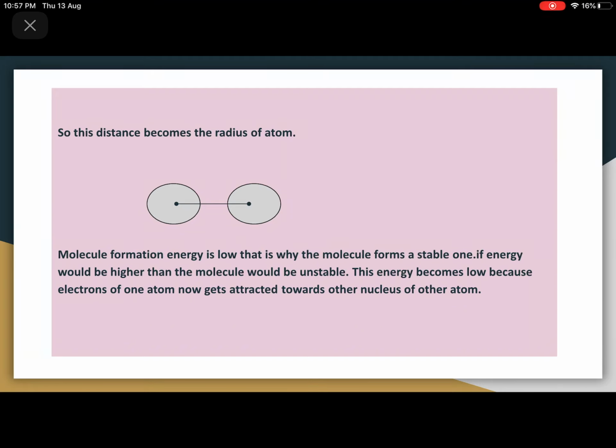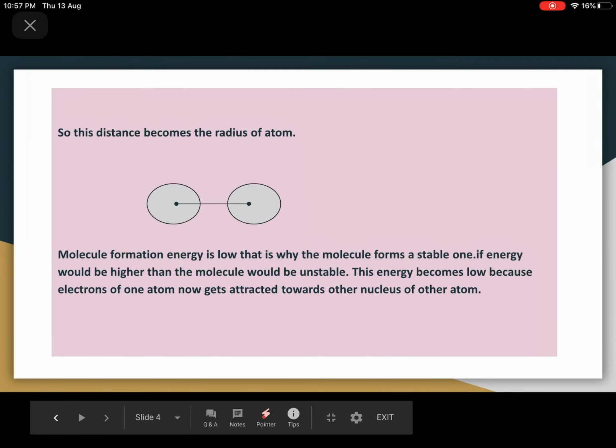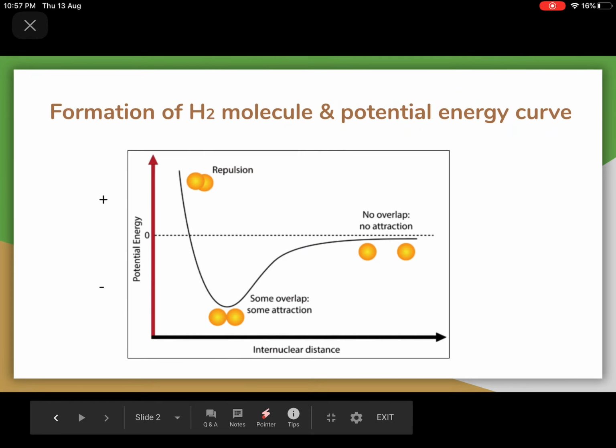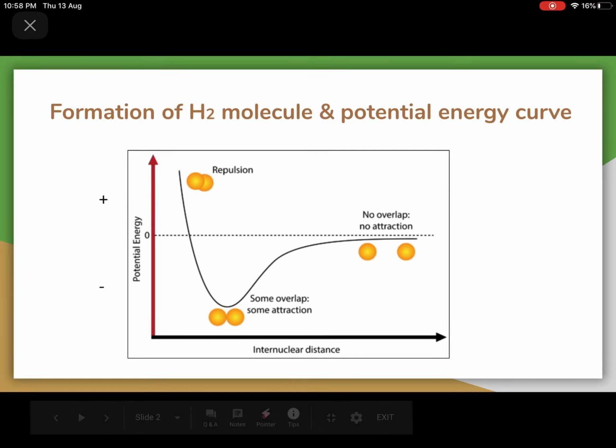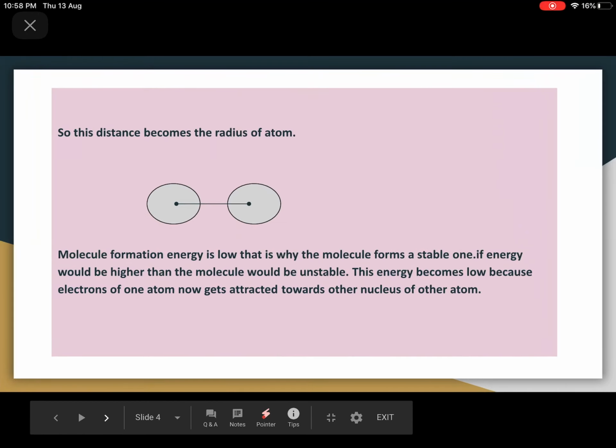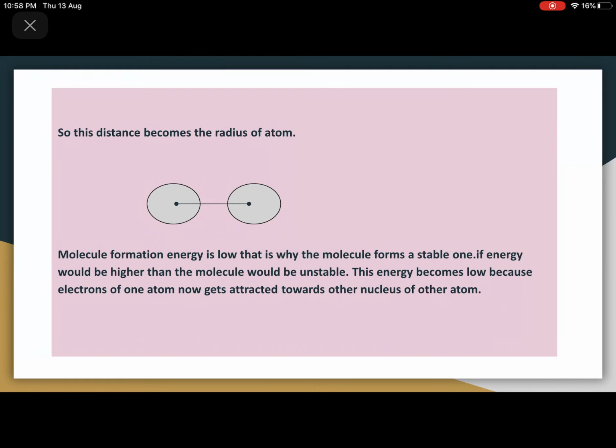Molecule formation energy is low. That is why the molecule forms a stable one. If the energy would be higher, then the molecule would be unstable. So the H2 molecule which is forming here has a lower energy, and hence this H2 molecule is more stable. This energy becomes low because the electrons of one atom now get attracted towards the nucleus of the other atom.